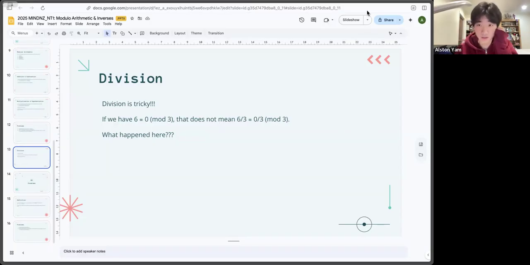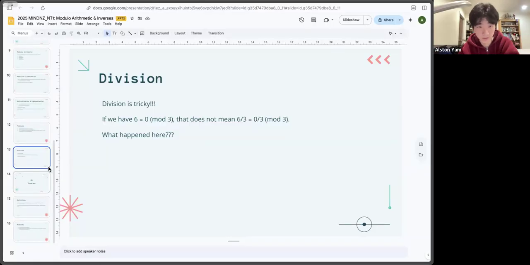But for division, it's a little different. If we have a look, we have 6 is congruent to 0 mod 3. That's a given, because 6 is divisible by 3. But then if we divide both sides by 3, on the left-hand side we have 6 divided by 3, which is 2, but on the right, we have 0. But 2 is not congruent to 0 mod 3. So clearly something must have gone wrong when we try to divide by 3 on both sides. So let's have a look at why and what's happened.